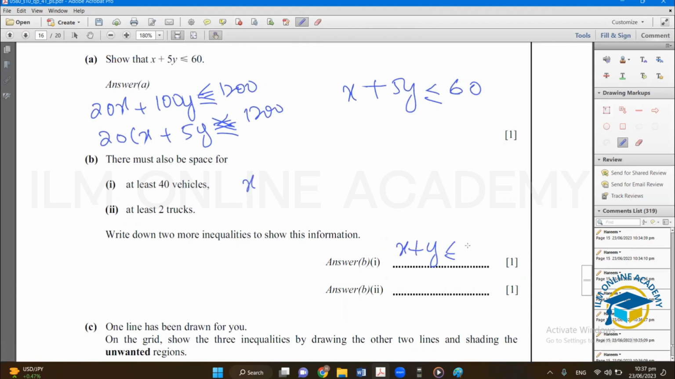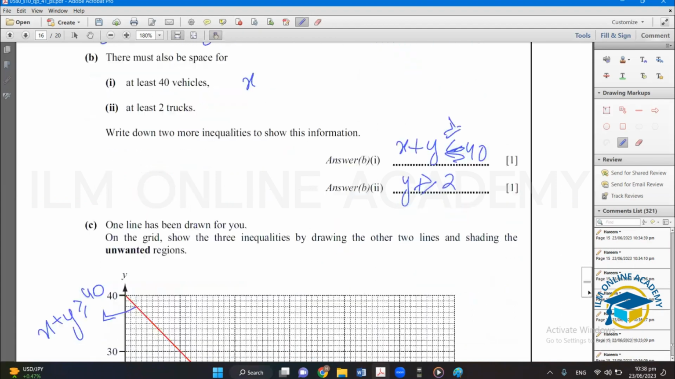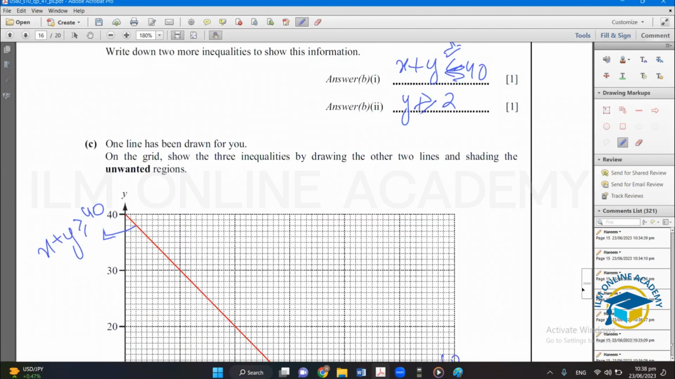x plus y, there should be space for 40 vehicles. Sorry, not this thing. There should be space for 40 vehicles. And then at least 2 trucks. It means, simple, y is the trucks now. Now one line has been drawn for you on the grid.